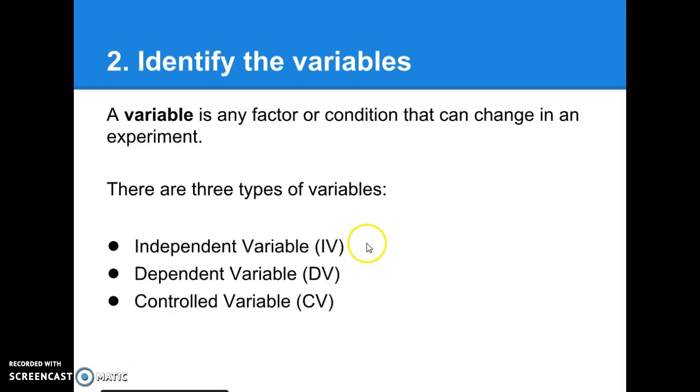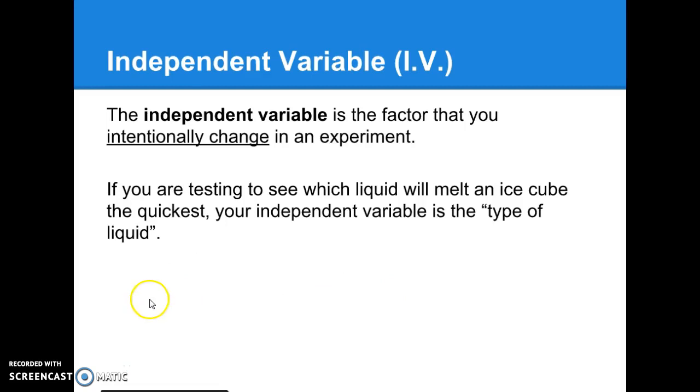So anytime you see an IV, we're talking about independent variable. If you see a DV, we're talking about dependent variable. And if you see CV, we're talking about controlled variable. Now, the independent variable is the factor that you intentionally change in the experiment. So it is what you are testing.